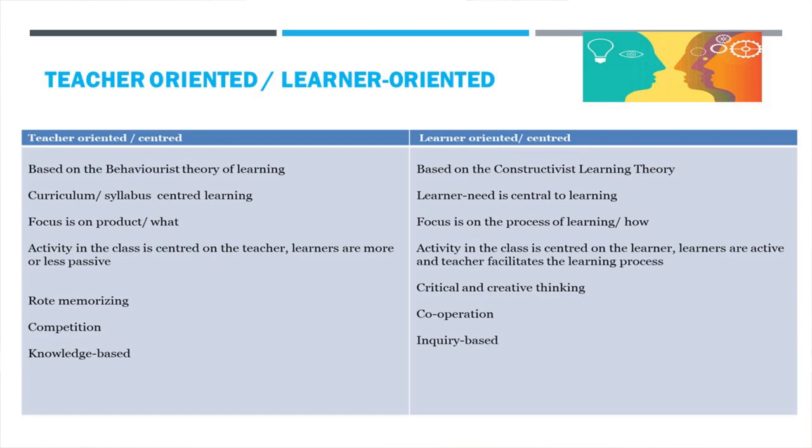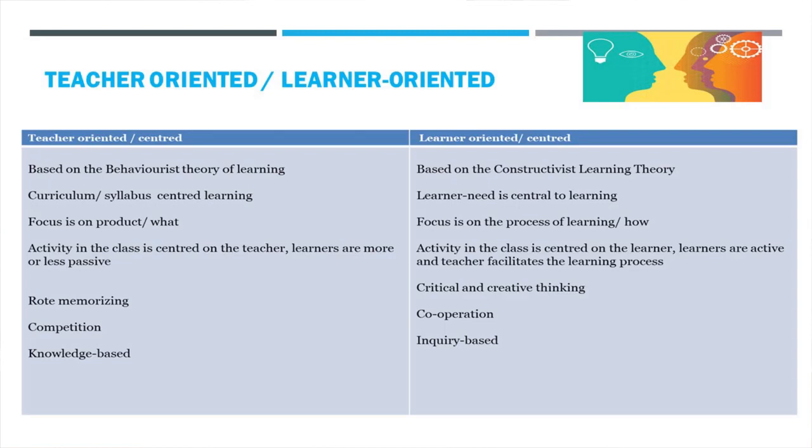You have two columns there. One is for teacher-oriented or teacher-centered, and another one learner-oriented or learner-centered. The teacher-oriented or teacher-centered classroom is based on behaviorist theory of learning. Behaviorism is one of the oldest theories of learning, and it is laid on rote memorization, practice, and drills. A learner-oriented classroom, a progressive classroom, is based on a constructivist learning theory. That is, learners are helped to construct knowledge by teachers.